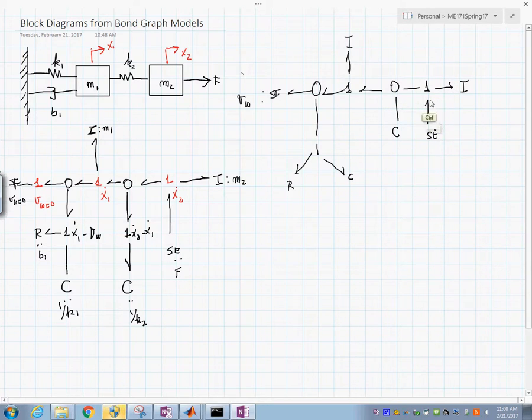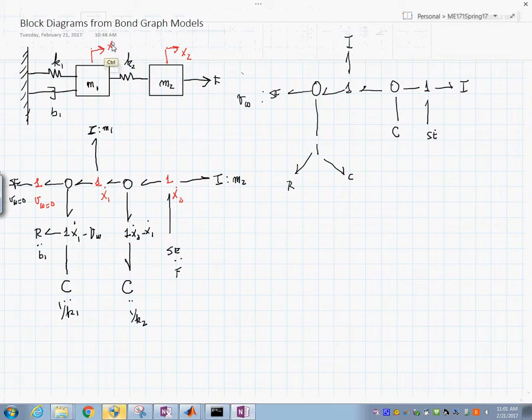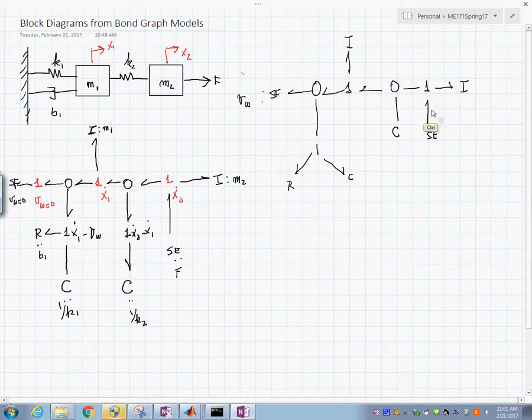So why don't we just put numbers? I'm just going to change colors to do that so that it is very distinct. This is 1, 2, 3, 4, 5, 6, 7, 8, 9, 10, 11.